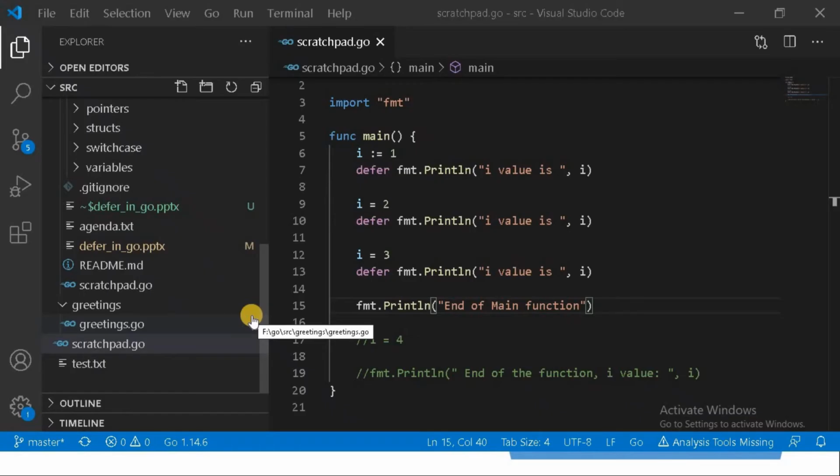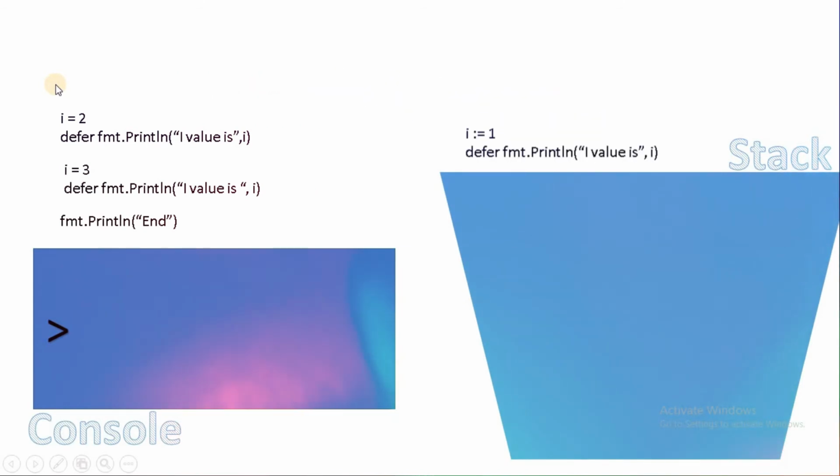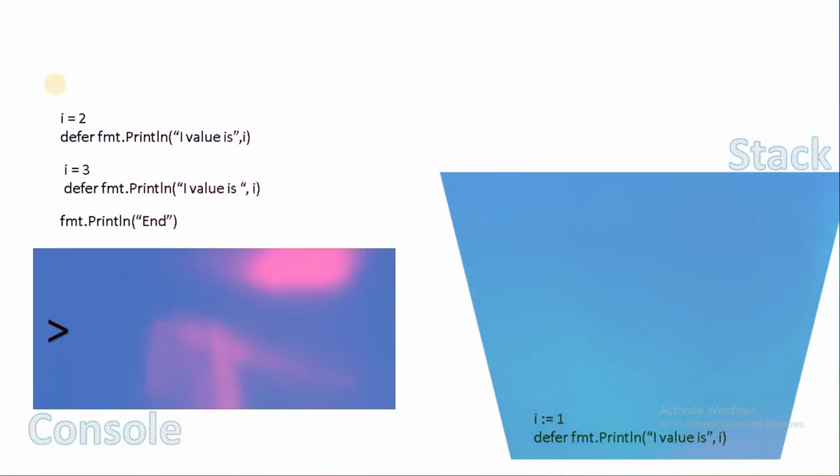So far, I have explained the defer functionality with only one defer statement. But in this program, I have added three defer statements, and then I have added another one non-defer statement. Whenever we execute the program, Go runtime will check whether that particular statement is a defer statement or not. If it is a defer statement, it will add the defer statement into the stack like this. Also, it will save the values which are required to execute the statement.